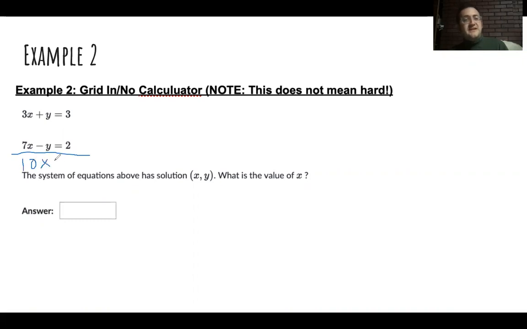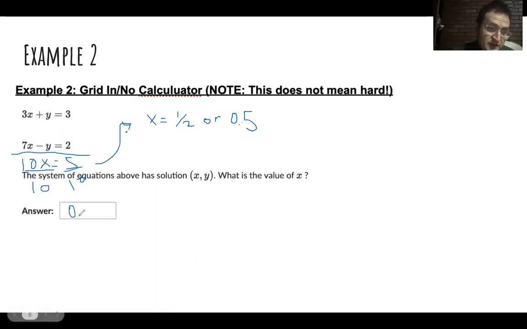So we get 10x is equal to 5. And we're going to divide by 10. And it says, what is x? So I get that x is equal to 1/2 or 0.5. And you can just grid in either one of those on the SAT. So the grid-in problems, they just ask you to write the answer. And I'm just going to do 0.5.